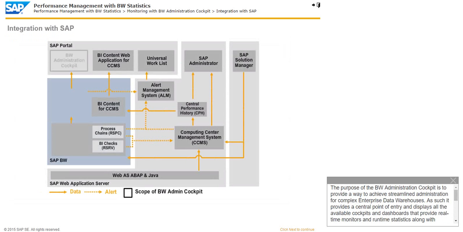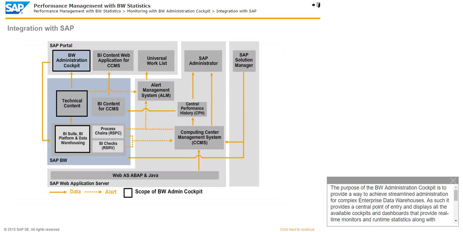The purpose of the BW Administration Cockpit is to provide a way to achieve streamlined administration for complex enterprise data warehouses. As such, it provides a central point of entry and displays all the available cockpits and dashboards that provide real-time monitors and runtime statistics along with context-specific access to comprehensive reports and applications.